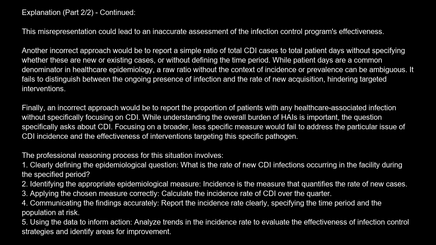The professional reasoning process for this situation involves: 1. Clearly defining the epidemiological question. What is the rate of new CDI infections occurring in the facility during the specified period? 2. Identifying the appropriate epidemiological measure. Incidence is the measure that quantifies the rate of new cases. 3. Applying the chosen measure correctly. Calculate the incidence rate of CDI over the quarter.